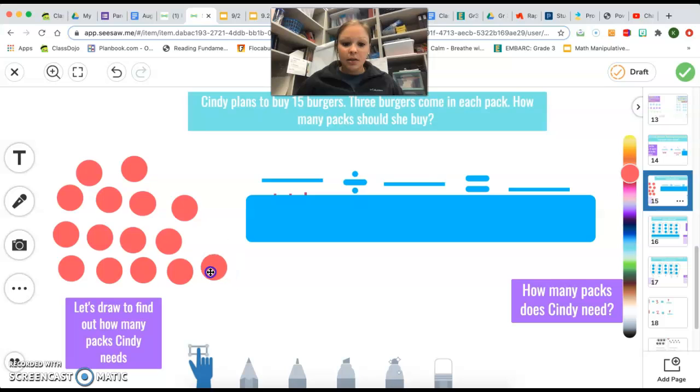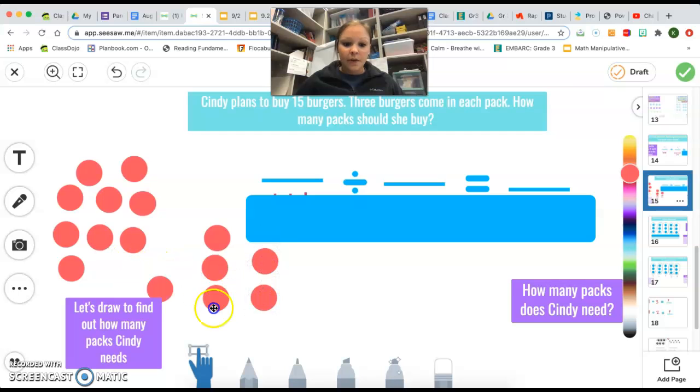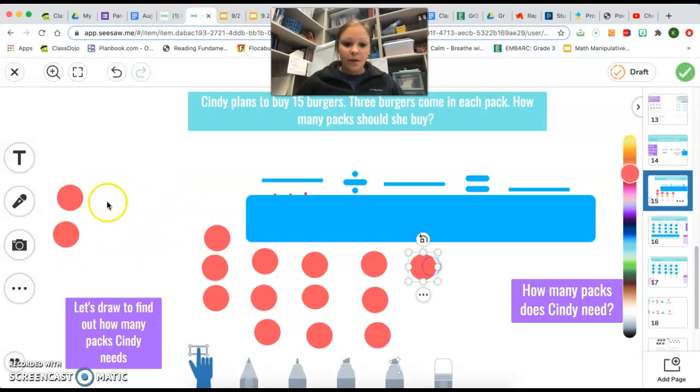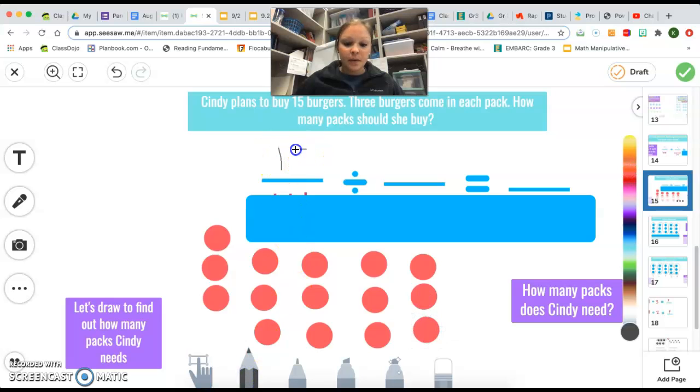So 1, 2, 3. 1, 2, 3. 1, 2, 3. 1, 2, 3. And 1, 2, 3. So I took my 15 total burgers. I divided them into groups of 3. So here are my groups.